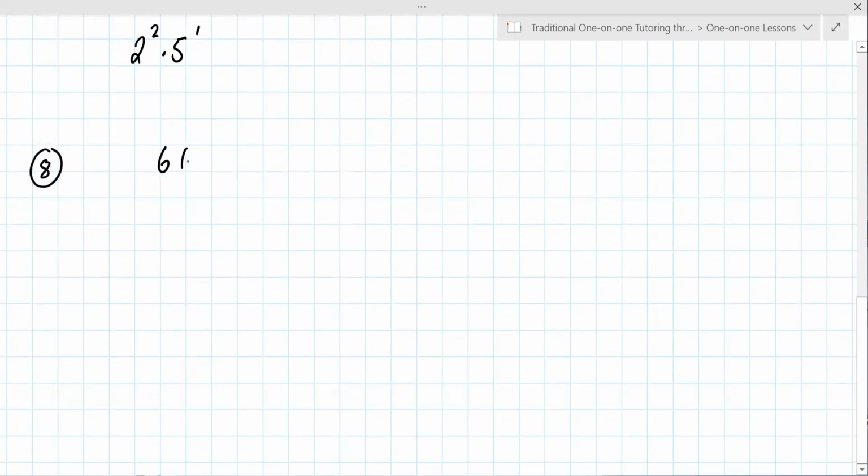Number 8 is the number 66. So same thing here, put a 2 on the outside. Can you tell me what 66 divided by 2 is? 33. 33, very good. Now, 33 is not even. So you go to your next prime number, which is 3.